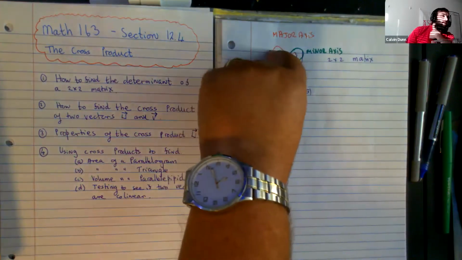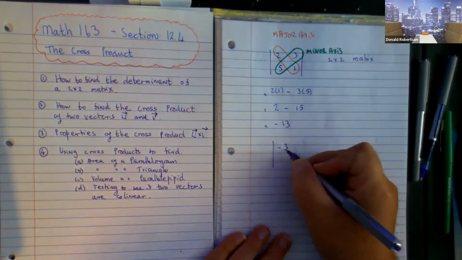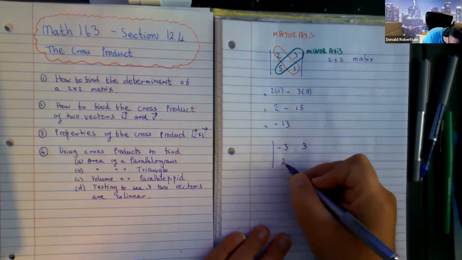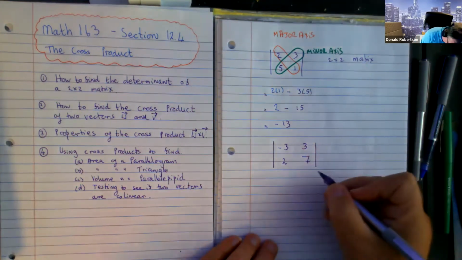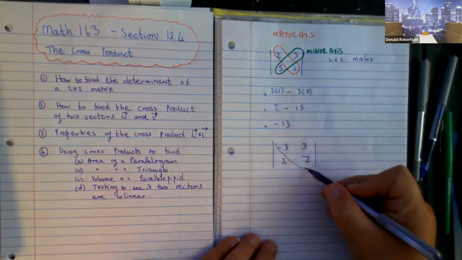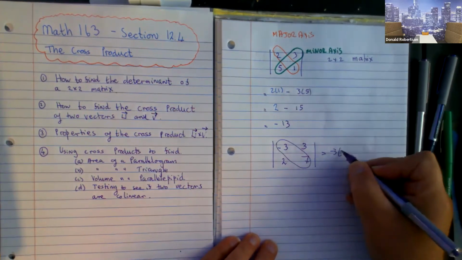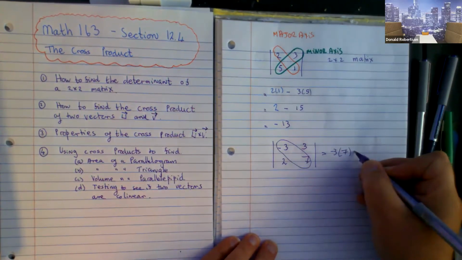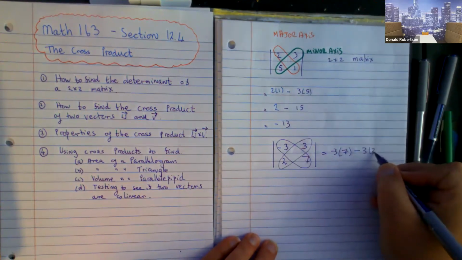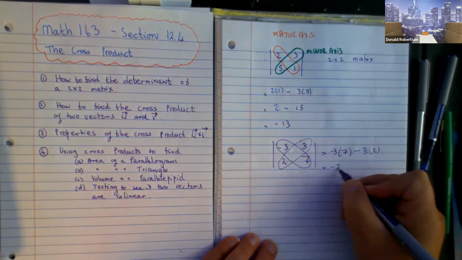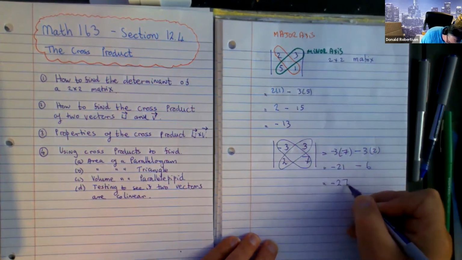Can you do one more example? Sure. Suppose it's negative 3, 3, 2, 7. Just some random digits. The determinant of this matrix is the major axis, which is the major diagonal, negative 3 times 7. Take away the minor, take away 3 times 2. So this is negative 21 take away 6. This answer would be negative 27.